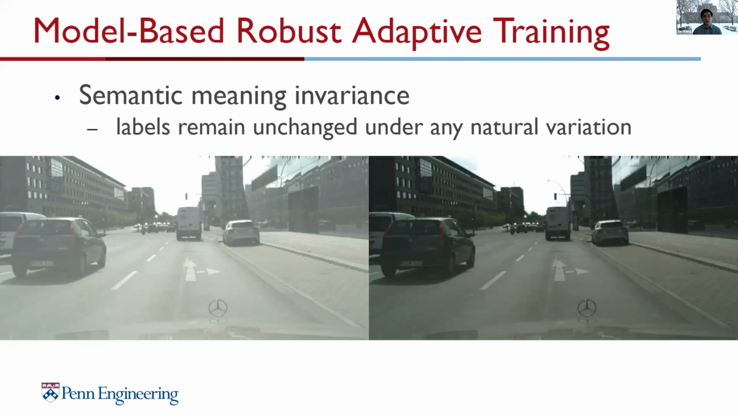The traffic light remains to be a traffic light, which means that no matter what kind of changes we make on the image side, on the label side, because semantic segmentation is trying to assign a label to every pixel in the image, the label value will not change. So the car value will not change due to the natural variation effect. And our second algorithm is based on this concept.